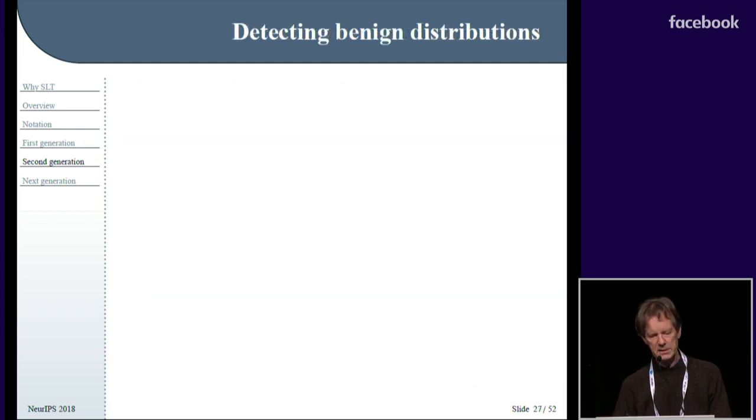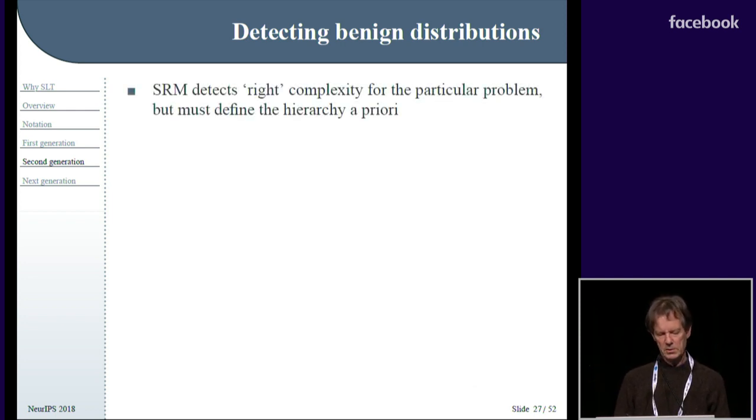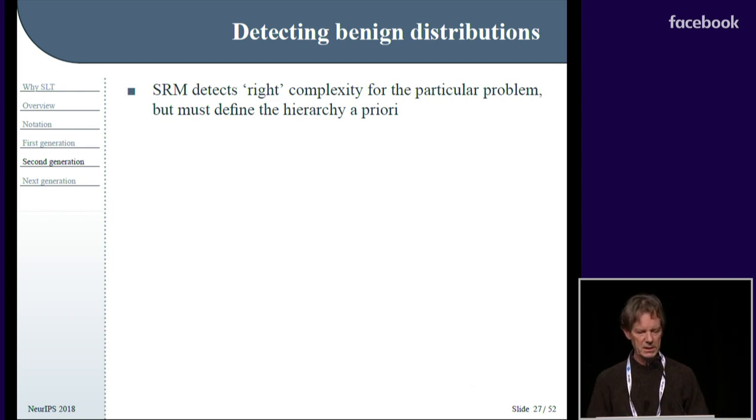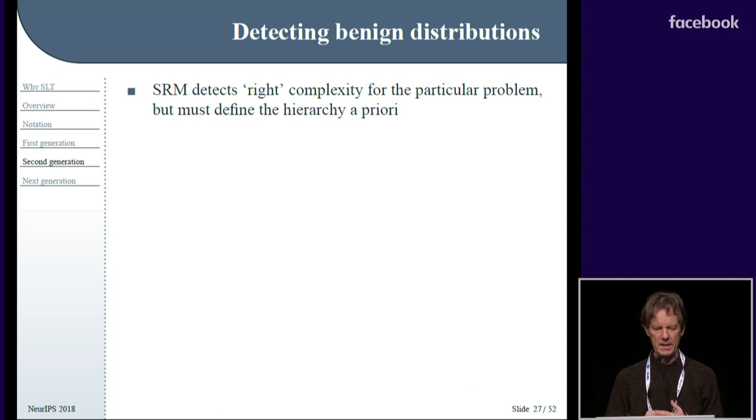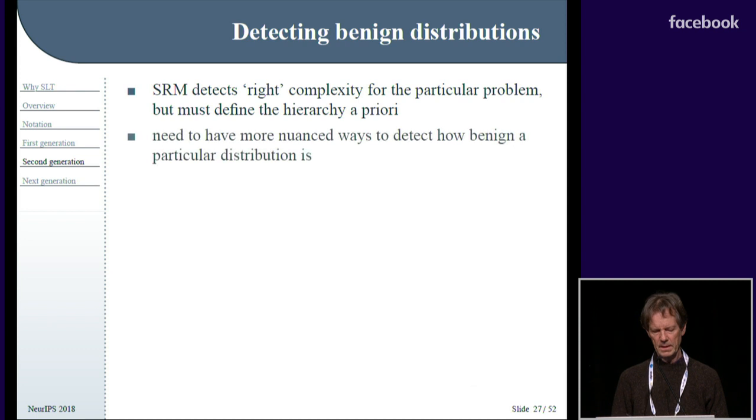So this leads us to the idea of detecting benign distributions. The structural risk minimization approach is sort of detecting the complexity of the class that is needed to solve the particular problem, the functional complexity required for that problem. But the problem is that you must define the hierarchy a priori. So it's a little clunky in the way that you have to set this thing up, and so it's not effective in practice.